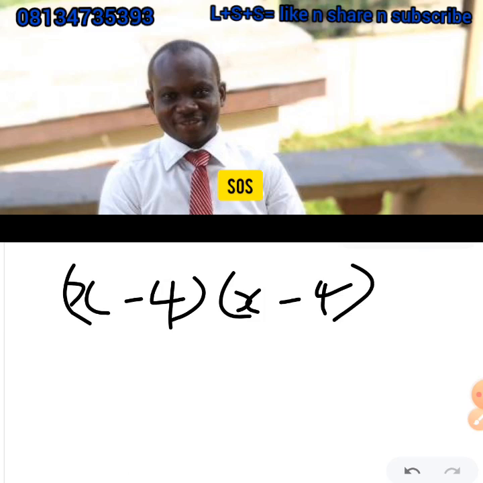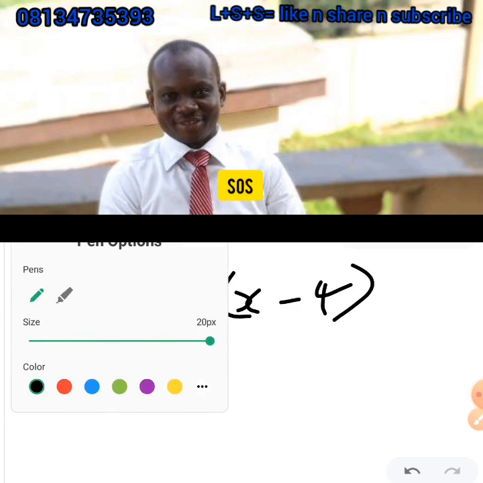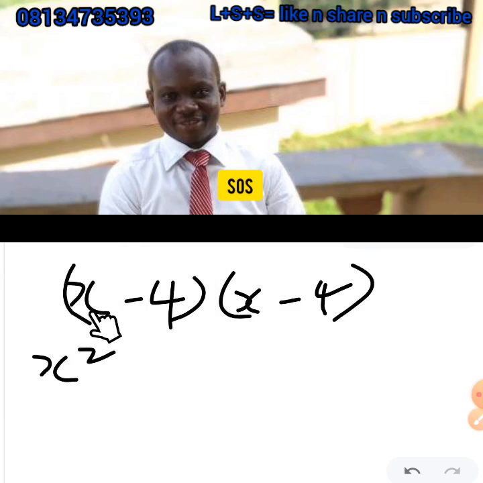In expansion, we have x times x, that is, this x multiplies this x. We have x squared. Then the same thing, this x multiplies minus 4 here, which gives us minus 4x. Then we go to the second thing, which is minus 4 multiplies this x.